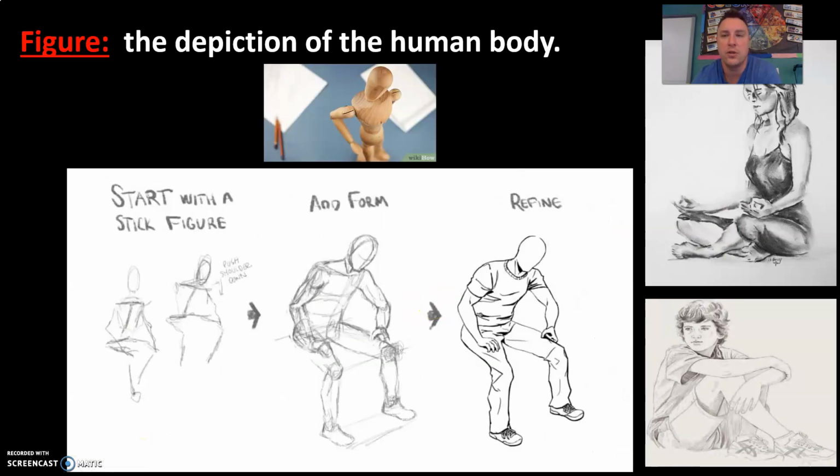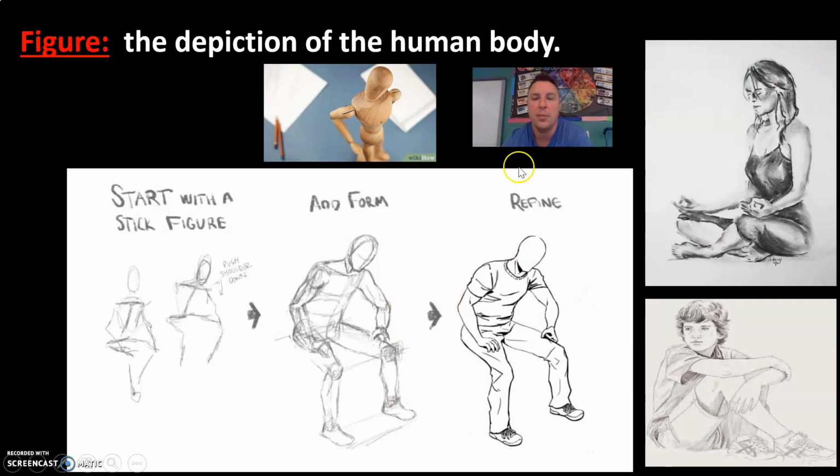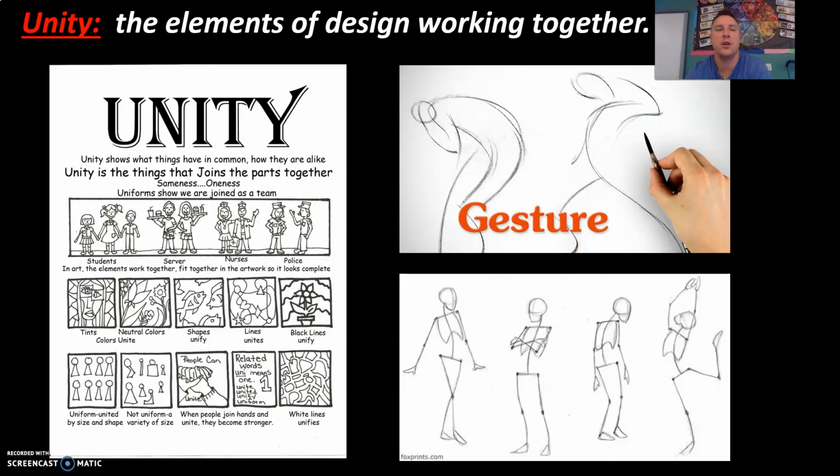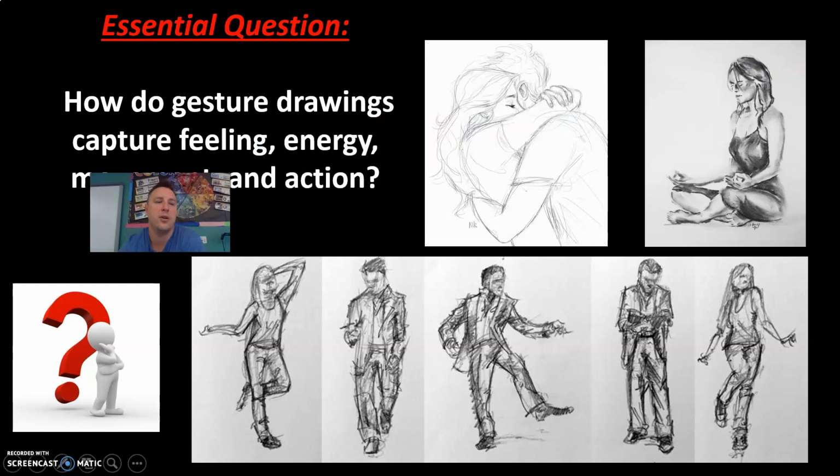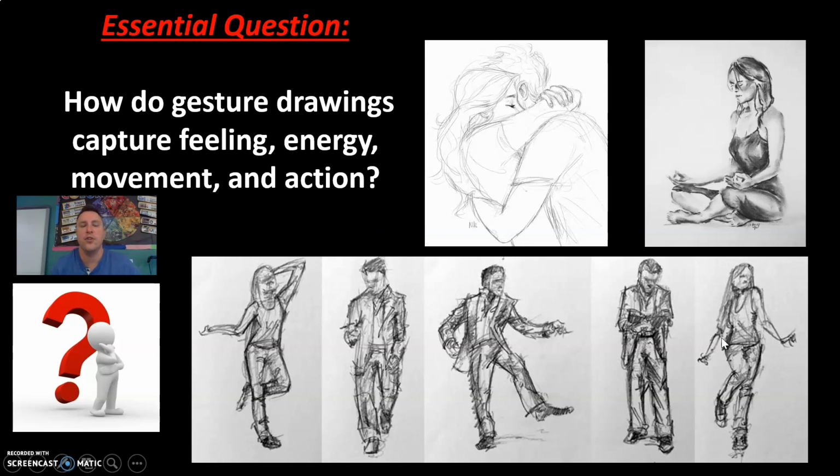Of course, your final image will be unified by the refinement, by these very clean, what are called contour lines, but that is unity. I thought that was important to discuss when thinking about your final drawing and how to unify and tie everything together, where everything in your drawing makes sense, it all relates to one another, and it all has a specific purpose and meaning to it. All right, so we talked about figure and unity, and then lastly, we are going to be taking everything that we learned about in all these slides, all the instructional videos, and all the phases of production for this unit to discuss this large overarching question: how do gesture drawings capture feeling, energy, movement, and action?